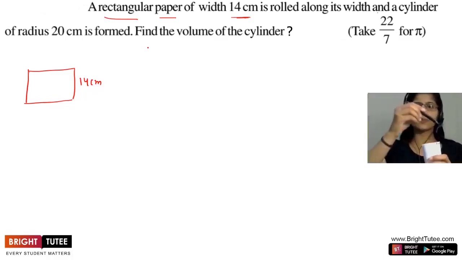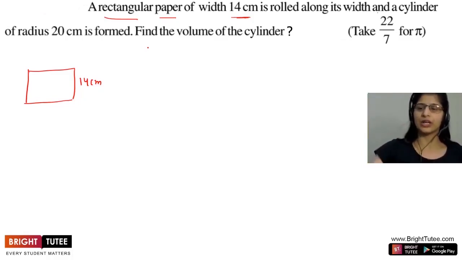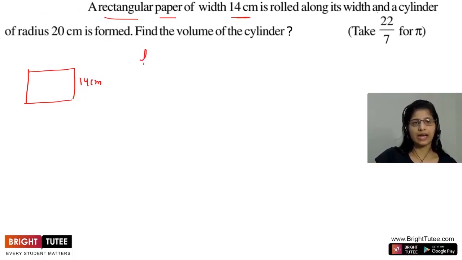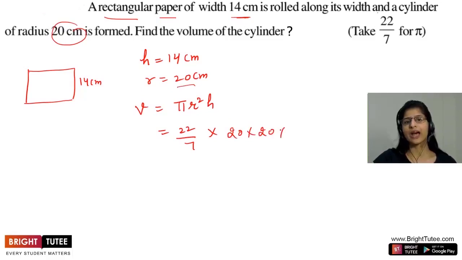So what about the curved part? That is the length, and the height is the width. So we know that the height of the cylinder that we are forming is 14 centimeter. Radius they have given, that is 20 centimeter. We have to find the volume. Volume of the cylinder is pi r square h. Pi we have to take 22 upon 7. R is given here as 20 centimeter, so 20 into 20. Height is 14 centimeter.